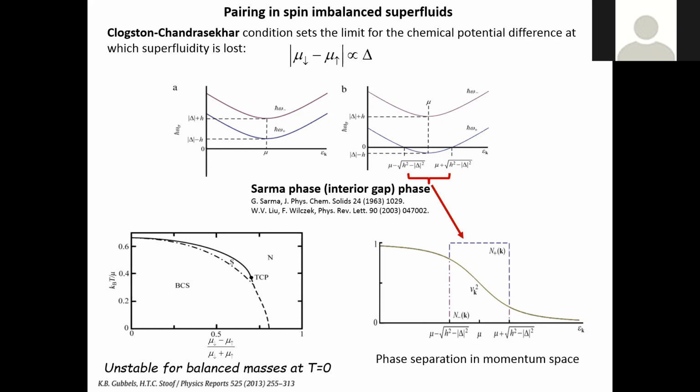This gave rise to some speculations concerning the existence of the so-called Sarma phase or interior gap phase, because in this region you have this branch that is fully occupied. When you look at the distribution of the occupation numbers as a function of energy, in this region you have the majority branch that is fully occupied, so you have occupation number one here, and then the minority branch is empty, so you have a zero occupation. So you have such a strange situation that you have a paired system, you have a gapped system here, you have a gapless part here, and again a gap here. So this looks like a phase separation in momentum space.